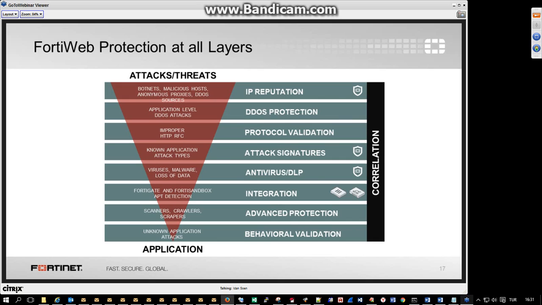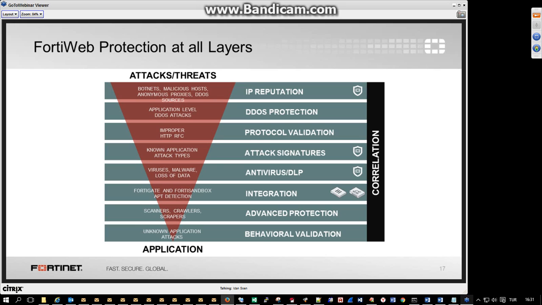So FortiWeb really protects you at all layers. We've got IP reputation, denial of service protection specifically focused on application layer DoS attacks, protocol validation, making sure any access to the application is done according to the HTTP RFC standard, and HTTP signatures. We've got antivirus and DLP, again another FortiGuard subscription. We've got the FortiGate and FortiSandbox APT detection, integration with those two products.